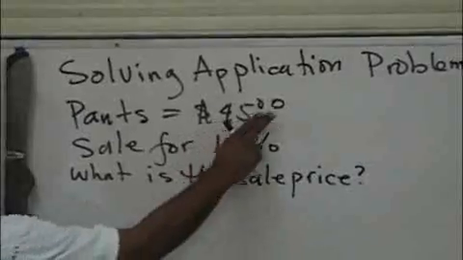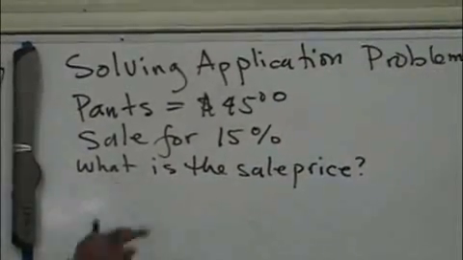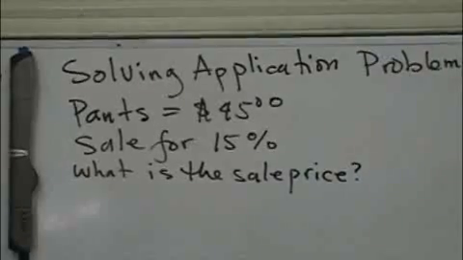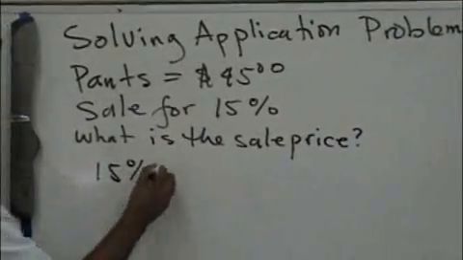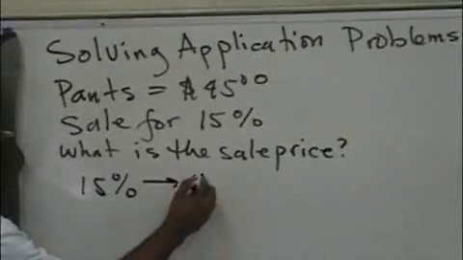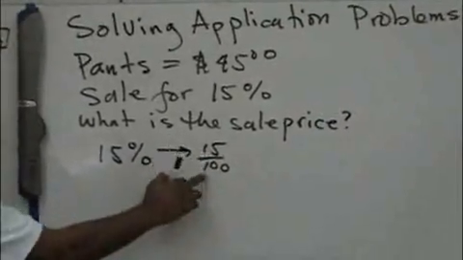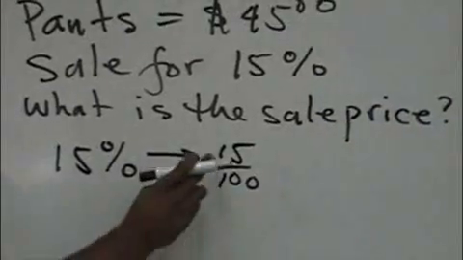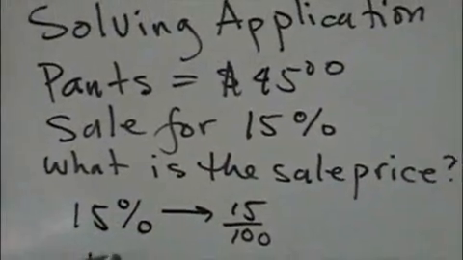So we're taking a problem that's asking us for a price of $45 on pants with a 15% sale. What's the selling price? So we're going to convert 15% to a fraction, 15 over 100. Percent is out of 100, so 15 out of 100. Then we're going to take 15 over 100 and multiply it by 45.